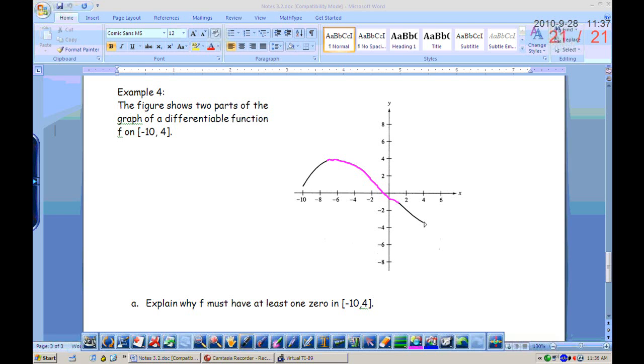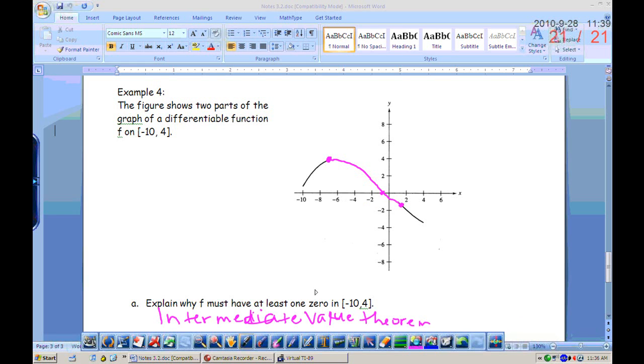All right, so why must f have at least one 0? Okay, good. What theorem is that? Okay, what she said was the y values at the start and stop have different signs. So if you pick an interval here, you've got a y value that's positive and a y value that's negative, so your y values have opposite signs. If your function's continuous, you're guaranteed a 0. It's called the intermediate value theorem.